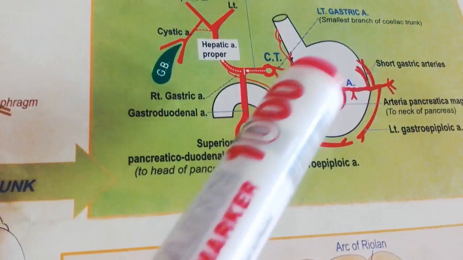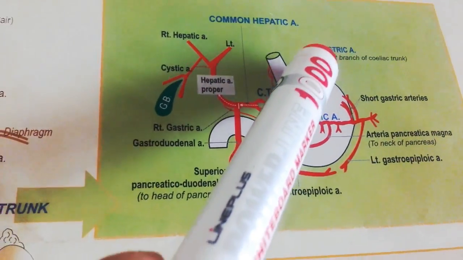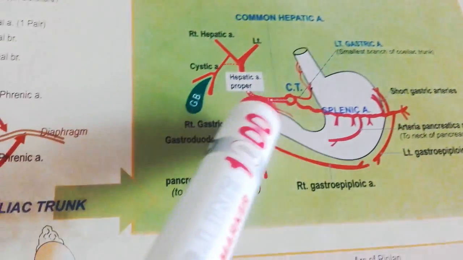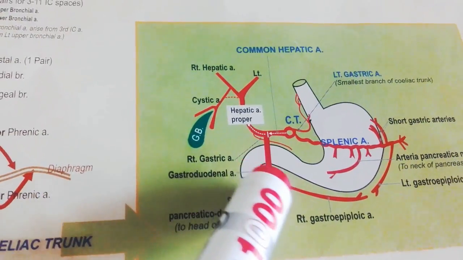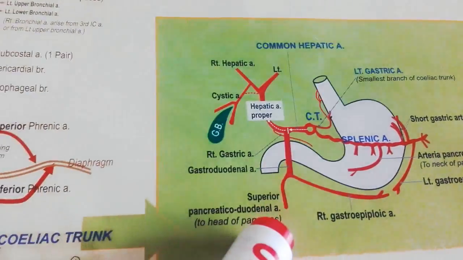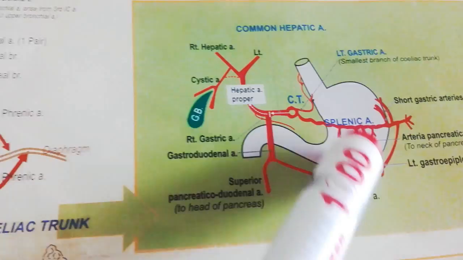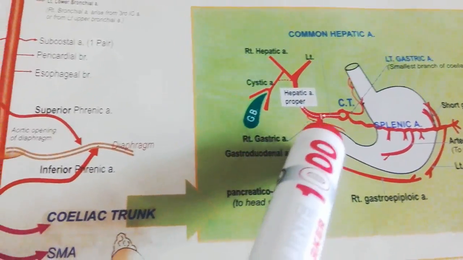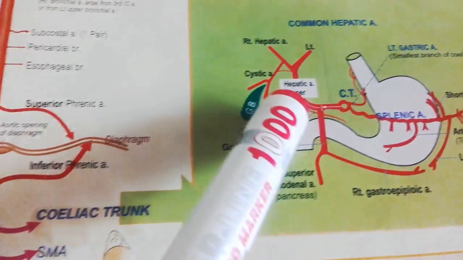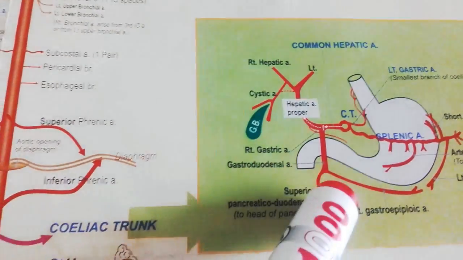Let's be clear by this figure. This is the celiac trunk. It has three branches: the left gastric artery, splenic artery and common hepatic artery. The left gastric artery supplies the stomach, the splenic artery supplies the spleen, and the common hepatic artery has two branches, the hepatic proper artery and the gastroduodenal artery.